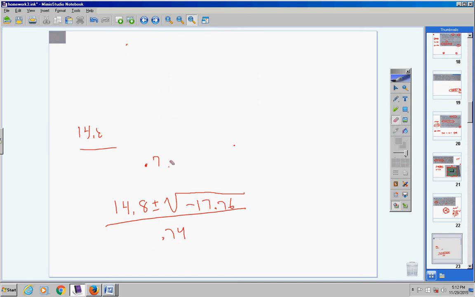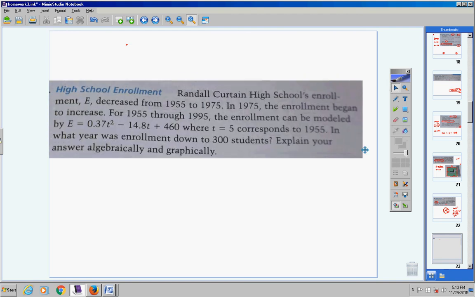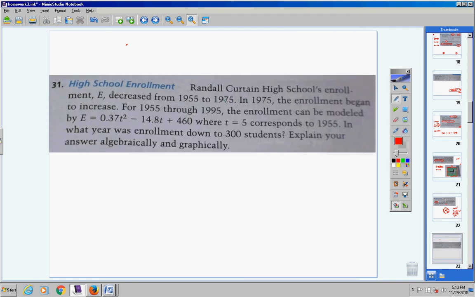It can't be done. So the answer to this problem is there was never a time that Randall Curtin High School's enrollment decreased all the way down to 300. That never happened. It never got that low. Okay, so there we go.